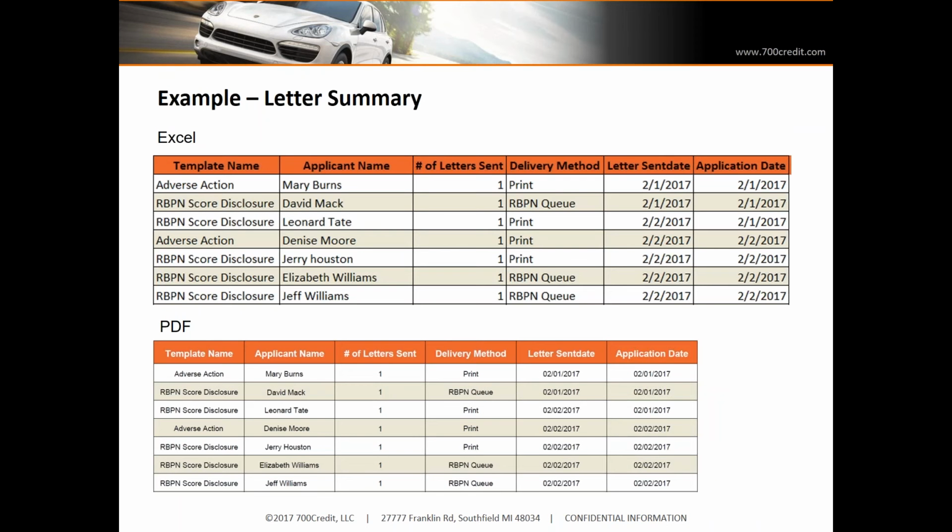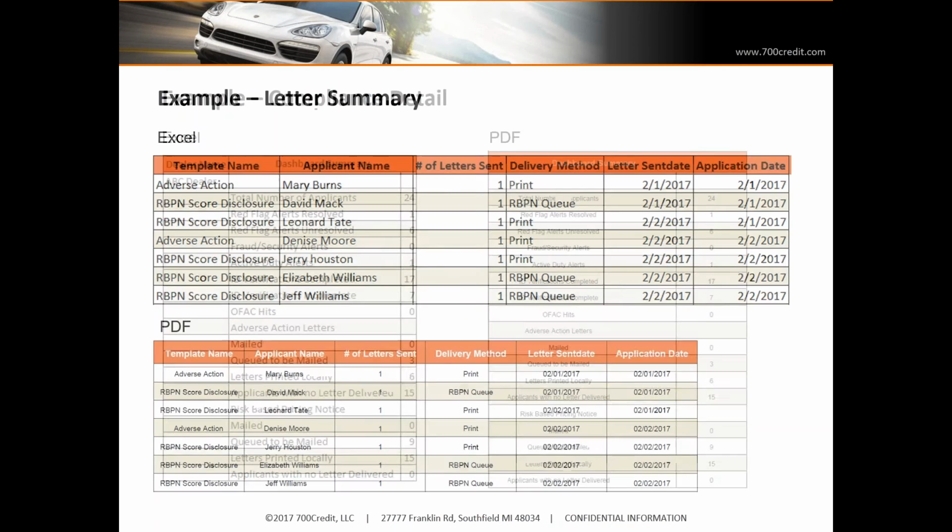Now I'll show you examples of the various reports and how they appear in both Excel and PDF formats. This is the letter summary report. It shows the adverse action and risk-based pricing letters provided for an applicant, and if it was printed, mailed, or queued to be mailed.